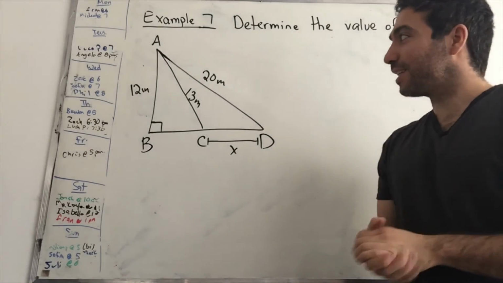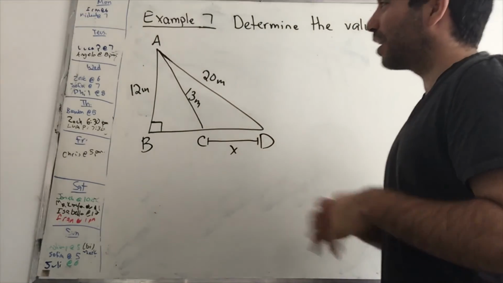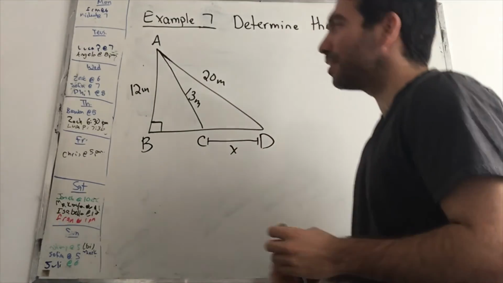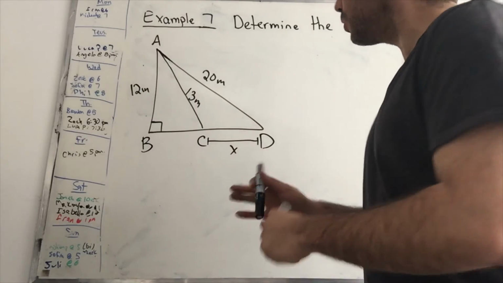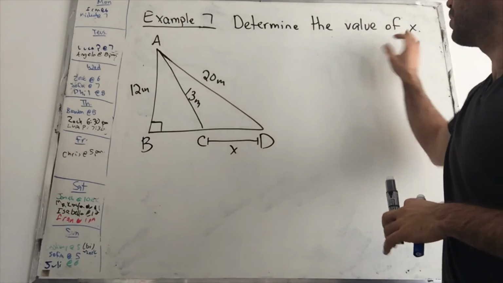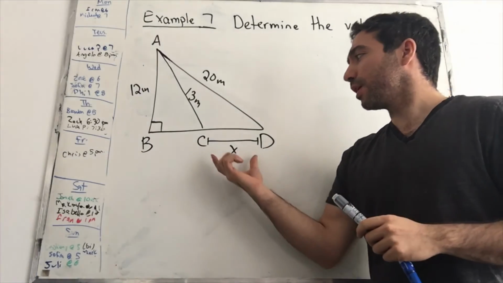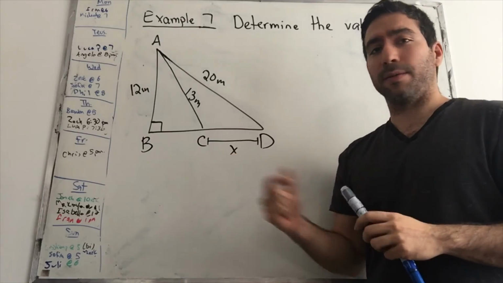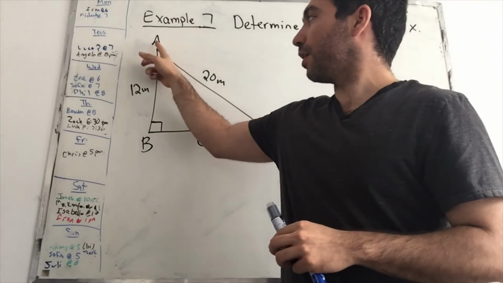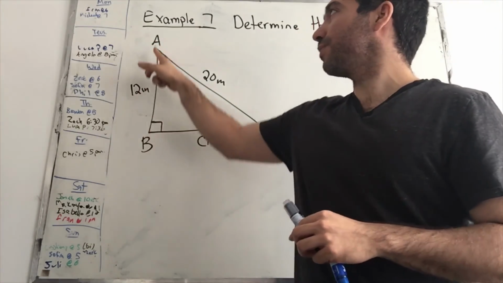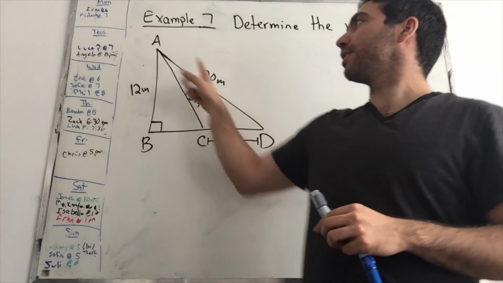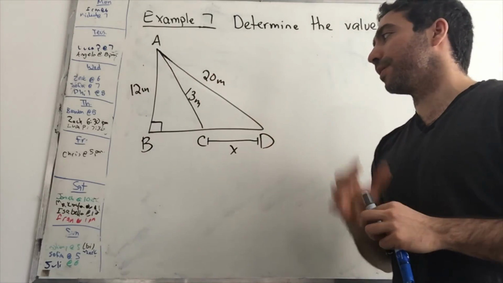Hey everyone, in this example we're going to take a look at a slightly more difficult problem. This one over here asks us to determine the value of x. So we're looking for the distance between C and D. We're given the distance from A to B is 12, the distance from A to C is 13, and the distance from A to D is 20 meters.